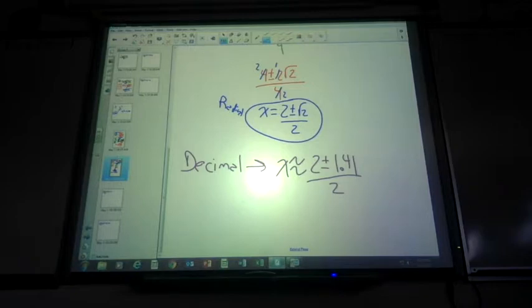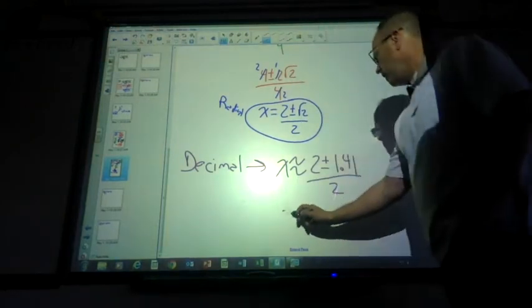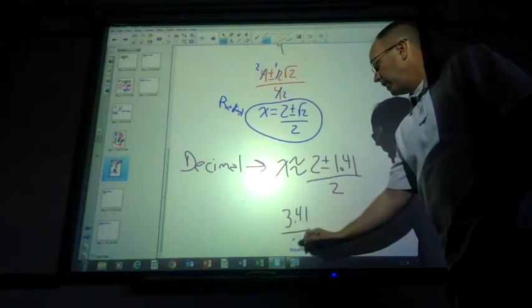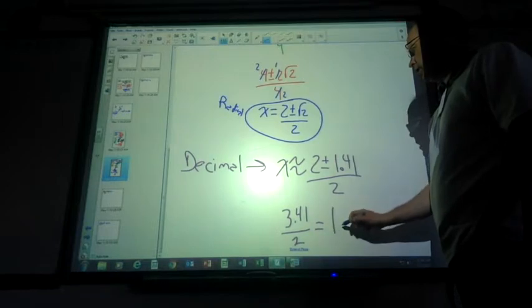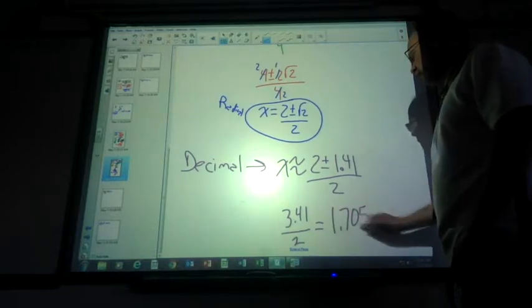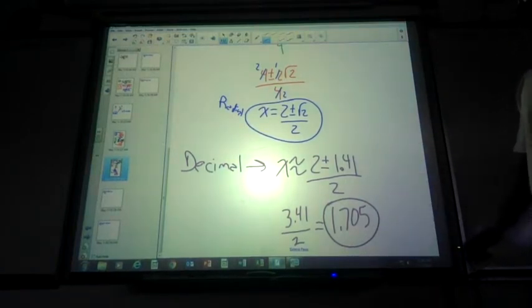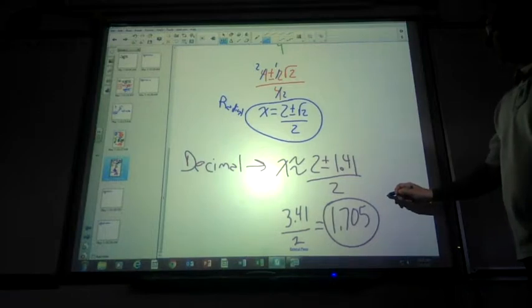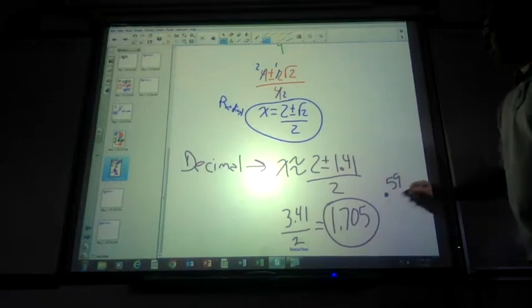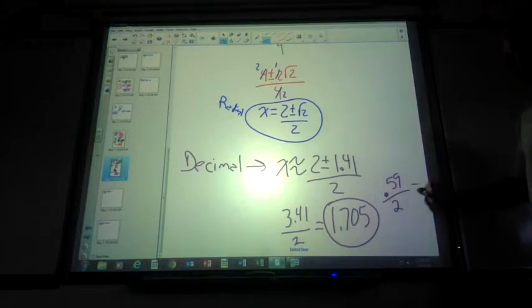All right. So how do I do that arithmetic? Do I go 2 plus 1.41 and then divide it by 2? What do you think? Yeah, so let's see. 2 plus 1.41 is 3.41. If I divide that by 2, I'm going to get 1.705. That's one answer. And then I'm going to go 2 minus 1.41. So that's going to give me 0.59. And then let's divide that by 2, so that's going to be 0.295.